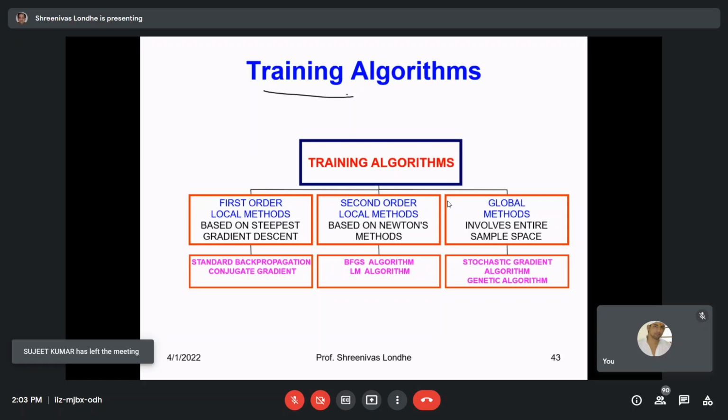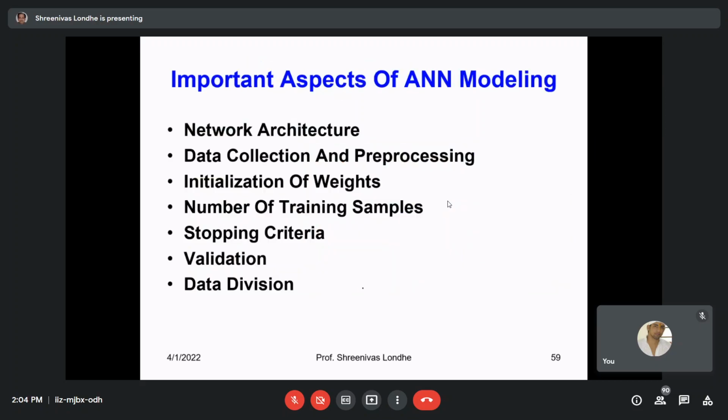There are some training algorithms also, depending upon first order local methods, second order methods, and global methods. But the LM algorithm, which works on the Jacobian matrix and second order derivative functions, works fastest. This is a faster algorithm. Let us not go into that, but you should know the different algorithms of neural networks.